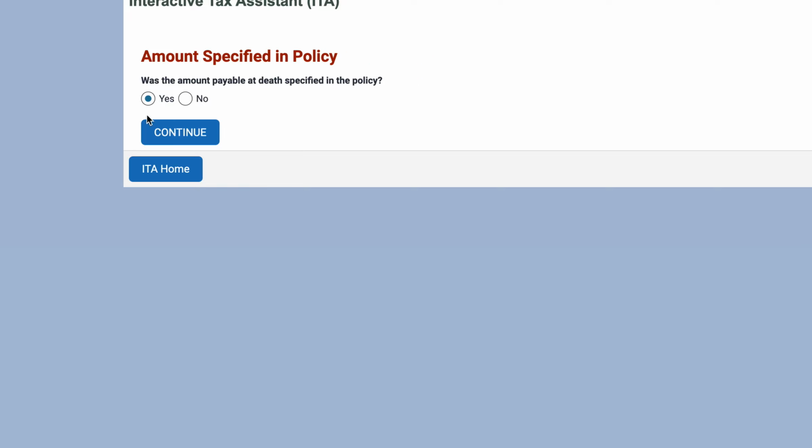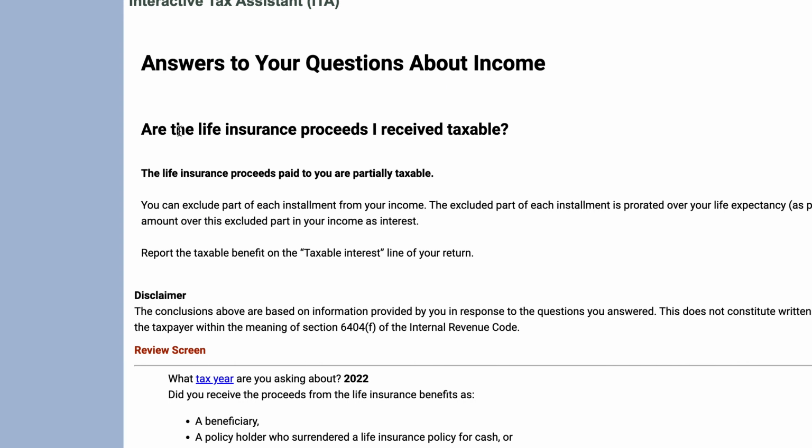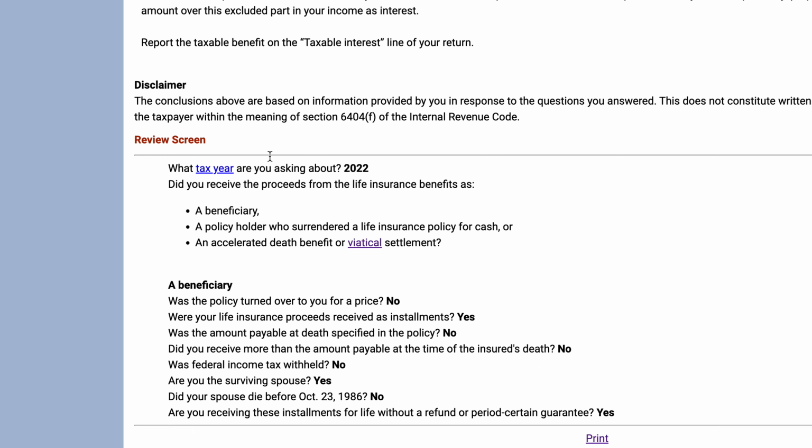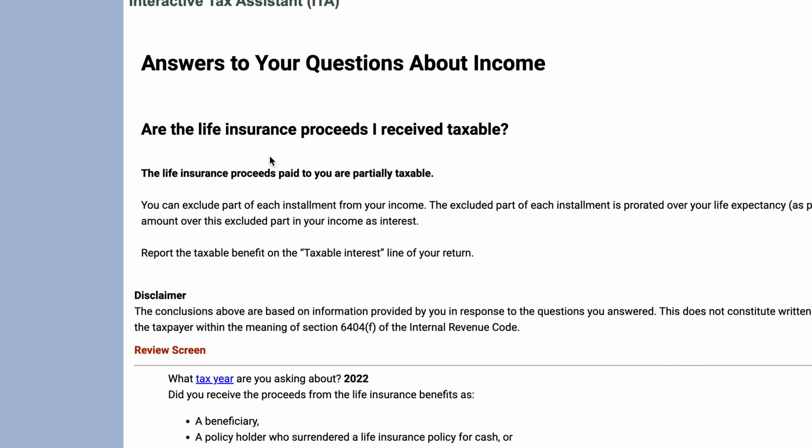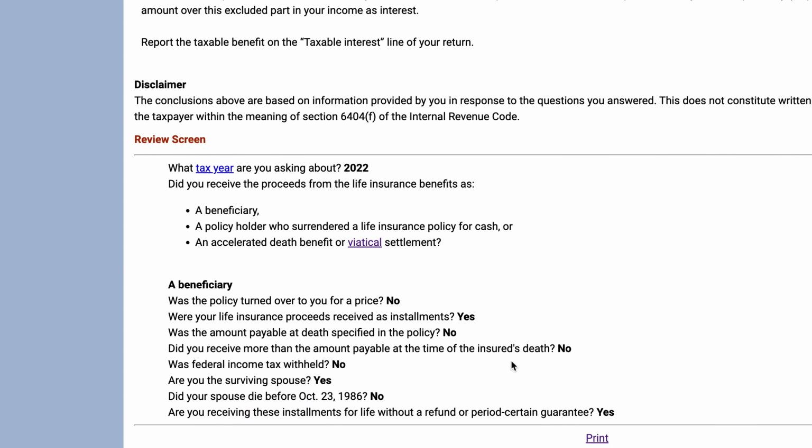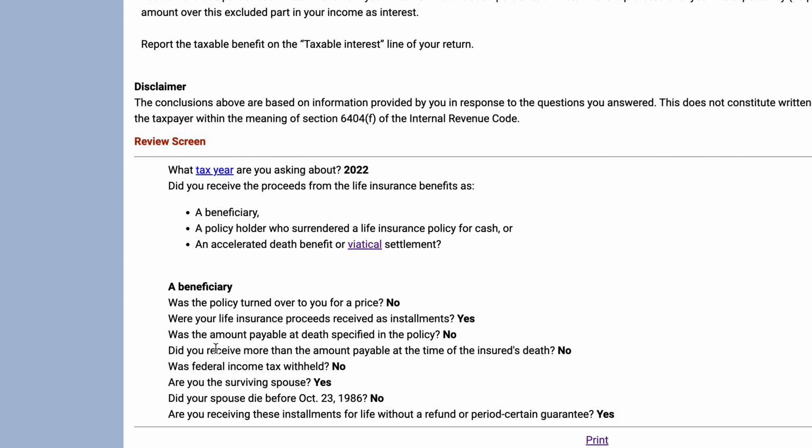Let's do one more. Let's say that the amount payable at death was not specified in the policy, but you did not receive more than the amount payable and tax was not withheld. So it basically says the same thing. And now keep in mind that this is not written advice. So this is simply an automated kind of choose your own adventure type form. But again, you would want to print this out.